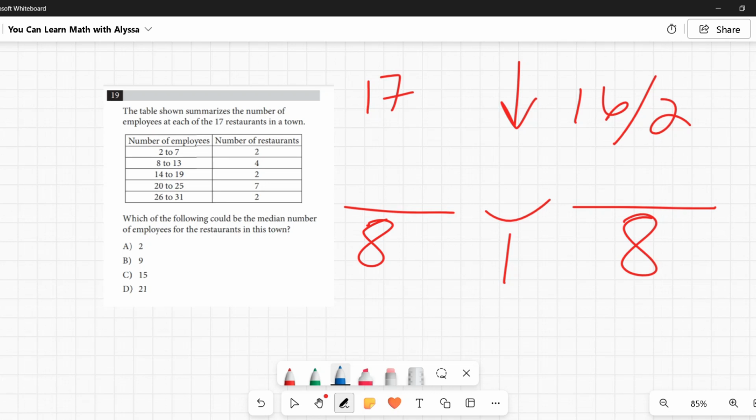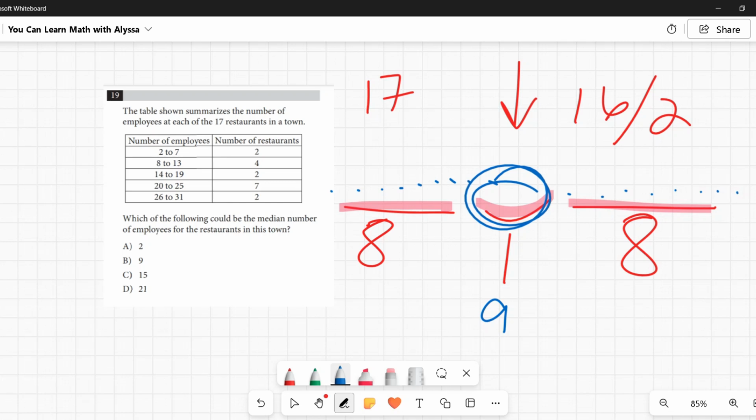If it makes more sense for you to go, okay, 1, 2, 3, 4, 5, 6, 7, 8, do that, that's fine. We want you to get the answer right. That's the most important thing. The method is not as important. We want things that are fast, but we also want things that you understand and you'll get correct. Okay, so there's going to be 8 on the left, 8 on the right, 1 in the middle. So it will be the 9th restaurant if I'm counting out 1, 2, 3, 4, 5, 6, 7, 8. 1 in the middle is number 9. Then 10, 11, 12, 13, 14, 15, 16, 17. Okay, so the 9th restaurant.